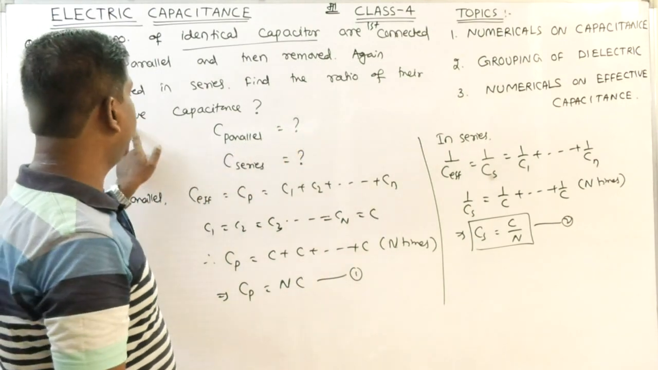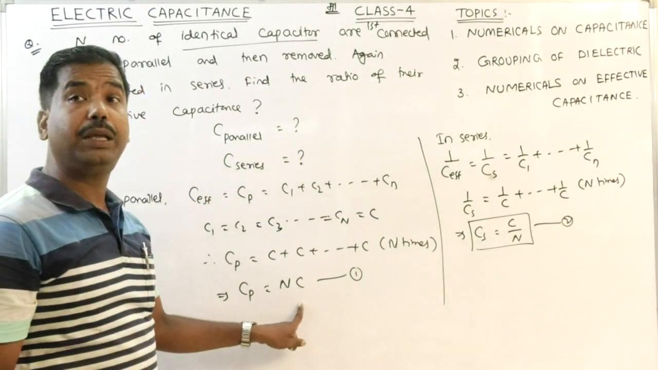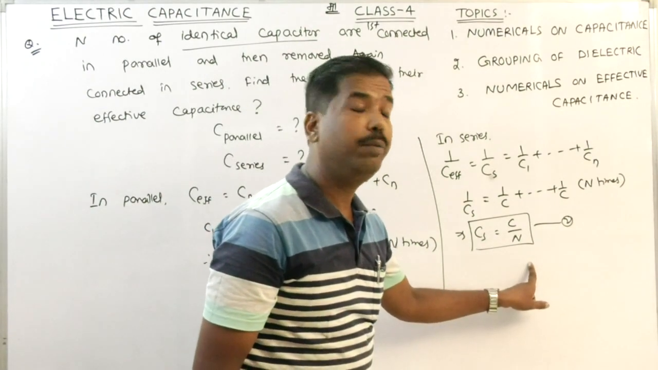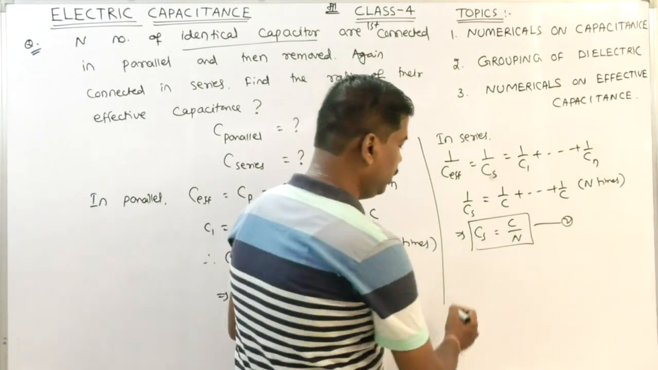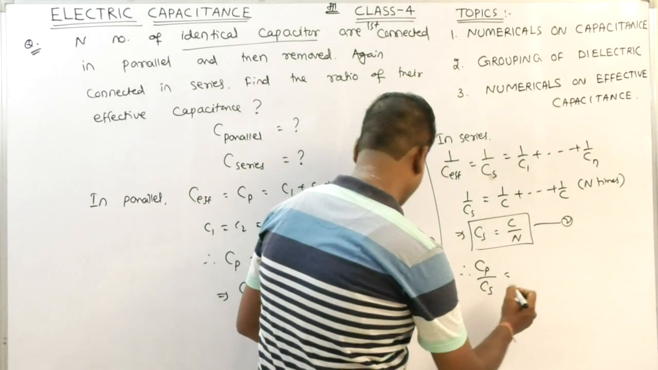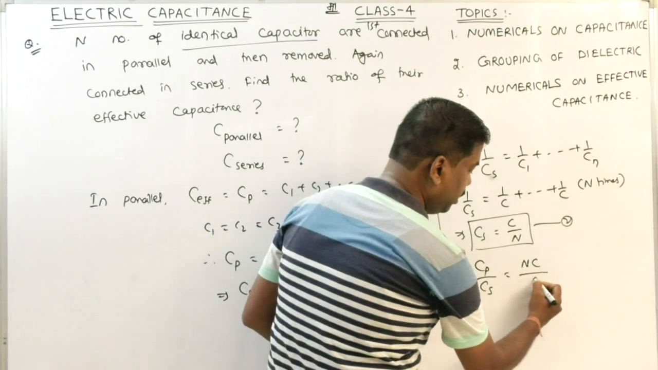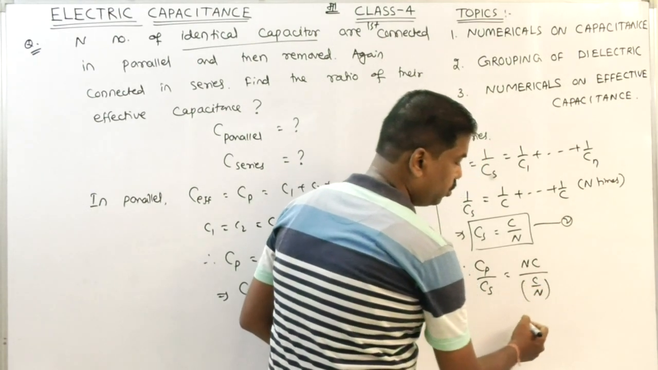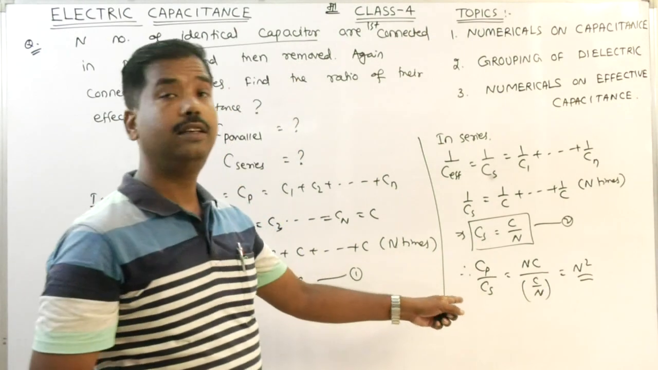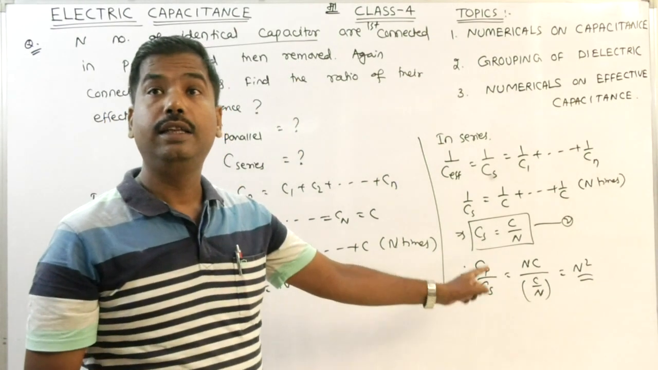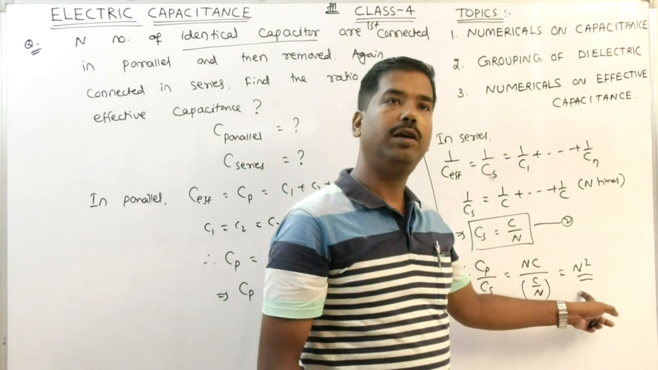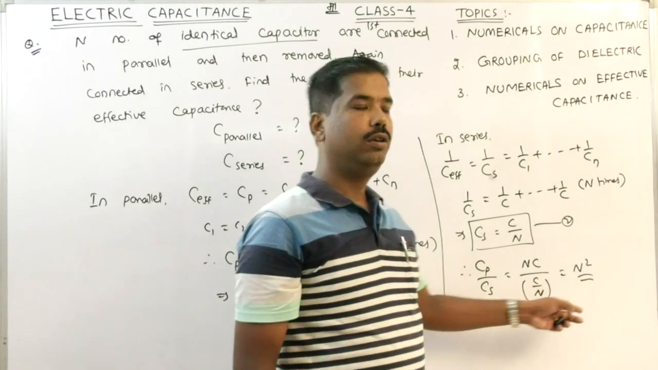Find the ratio of their effective capacitance when parallel. Their effective capacitance is nC, and when series, their effective capacitance is C by n. Therefore, the ratio of Cp by Cs is found to be nC by C by n. So C cancels and it is found to be n square. That is the ratio, the square of the number of capacitors. Clear?